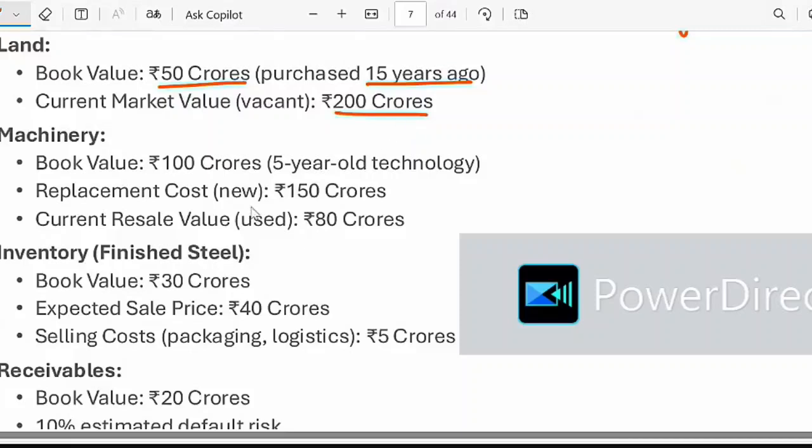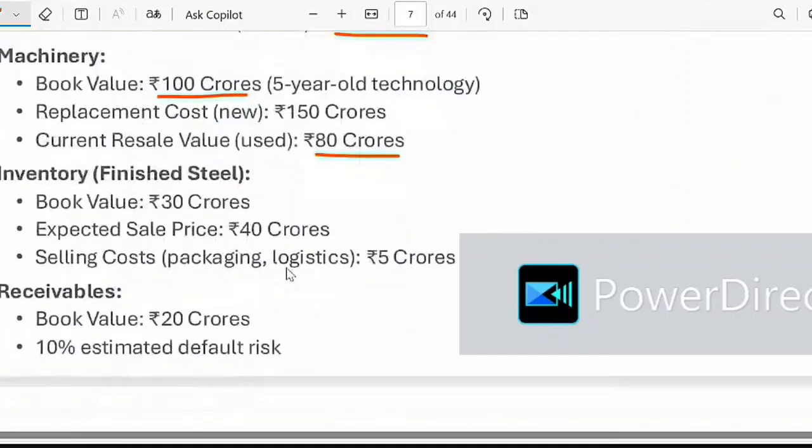Now, the next is machinery. Book value of machinery, which is 5-year-old technology, is 100 crore. Replacement cost is 150 crore and current resale value is 80 crore. Similarly, for inventory, which is the finished steel, book value is 30 crore, expected sale price is 40 crore, and selling cost is 5 crore.